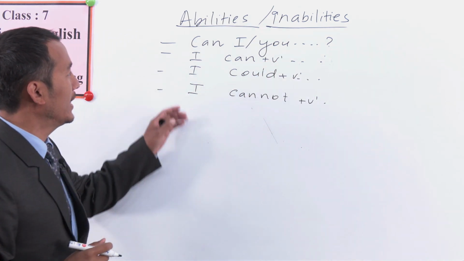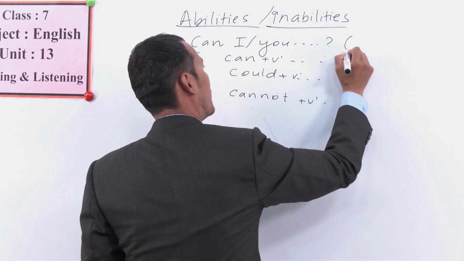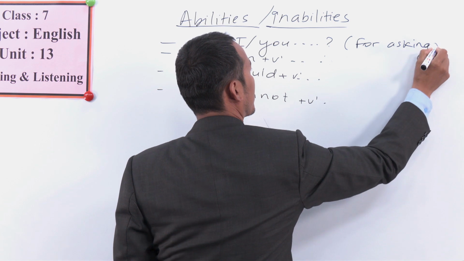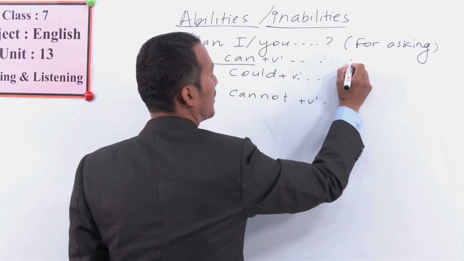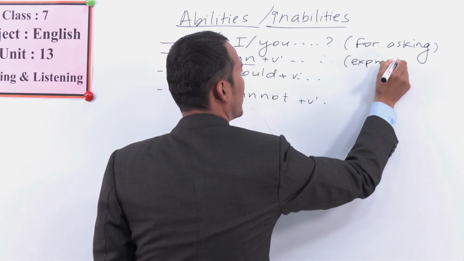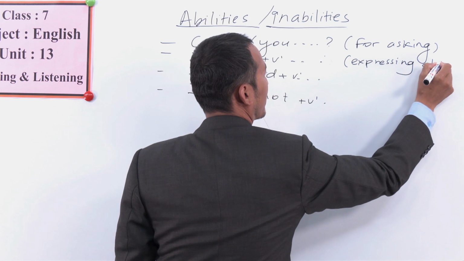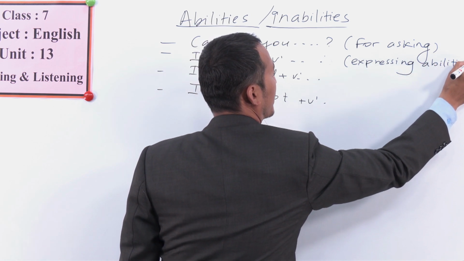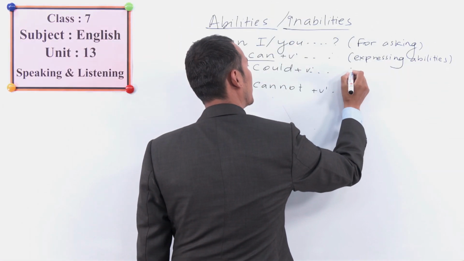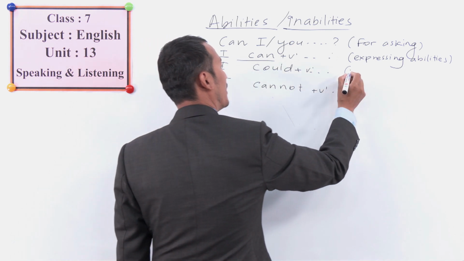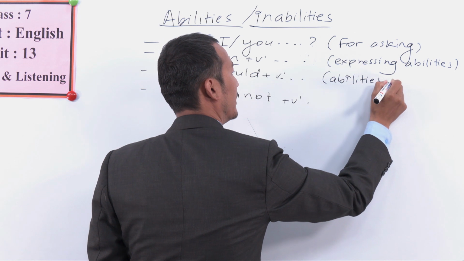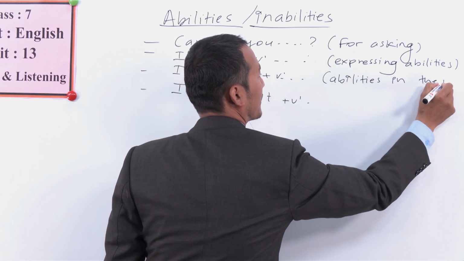When we ask something, for asking, we use "can I", okay, students? For asking. And "I can" for expressing abilities. Okay? For expressing abilities. And "I could" plus verb is used to talk about abilities in the past. Abilities in the past.